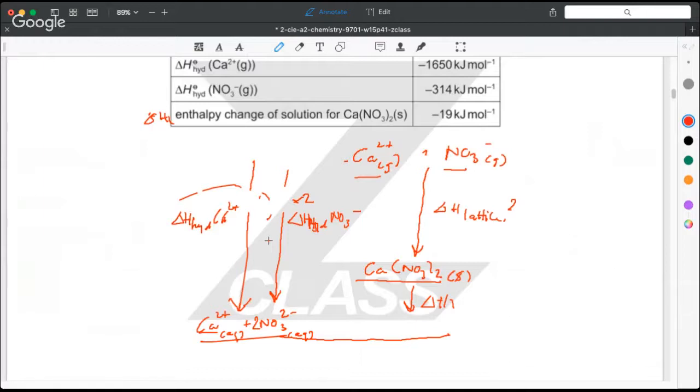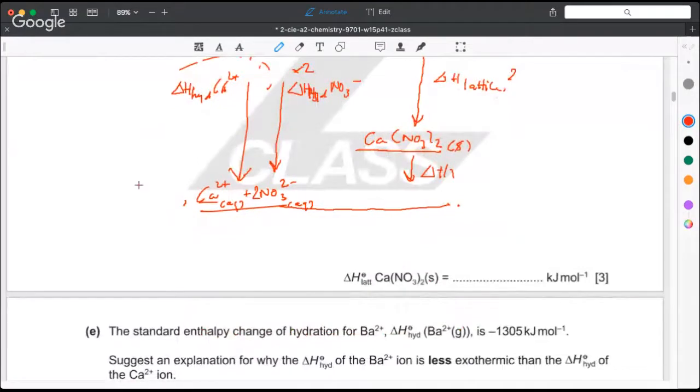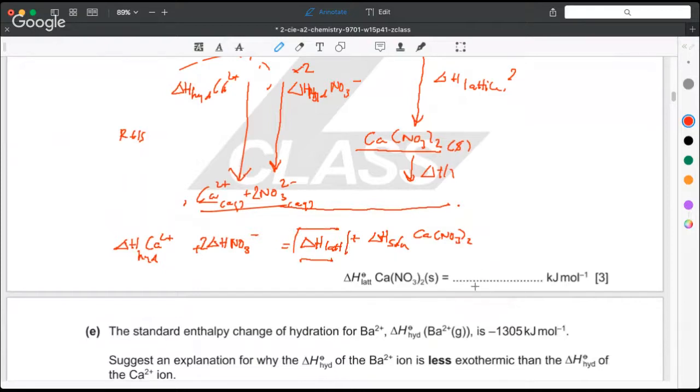So your final enthalpy calculation is to say, well, the energy change going from here to here is the same as the energy change going from here down to here. And so you've got a calculation to do to say that on the right-hand side over here, the enthalpy of hydration of the calcium ion plus the enthalpy of hydration of a nitrate ion, and remember there's two of those, equals the lattice energy, which is the thing you're trying to find out, plus the enthalpy of solution of the calcium nitrate. And if you rearrange the equation so you make this the subject of the equation, then you get the answer that you need there.